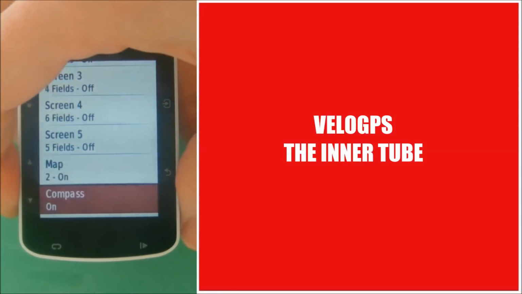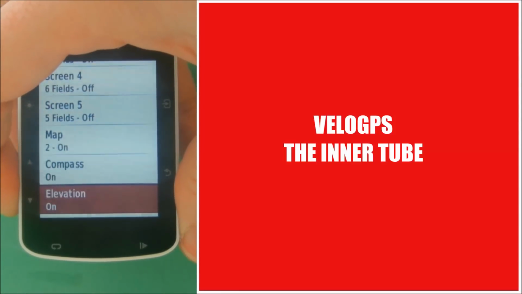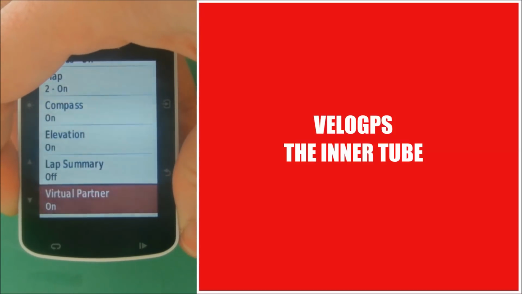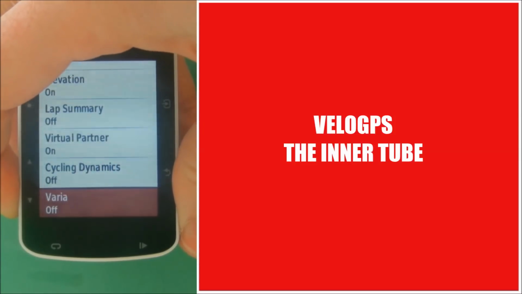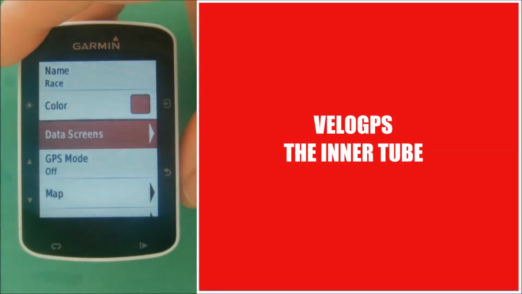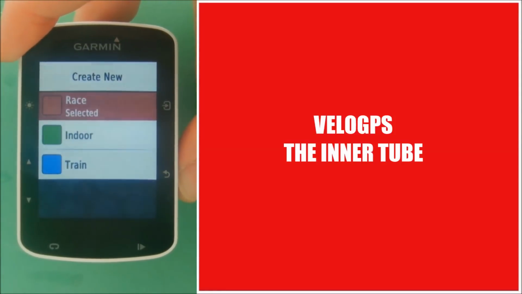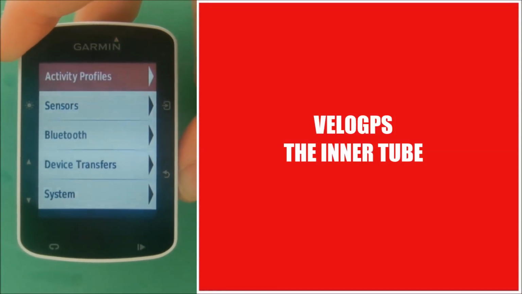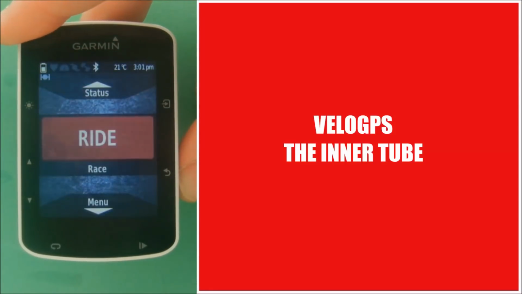We've got the compass page turned on. We have the elevation page turned on, as well as lap summary off, virtual partners on, and we also have varia turned off. But I think what we'll do is if we navigate back out we can show you what those pages actually look like if you were undertaking a ride. So we're happy with what we've got set up, and really setting up the data fields on any of those pages is done in exactly the same way.